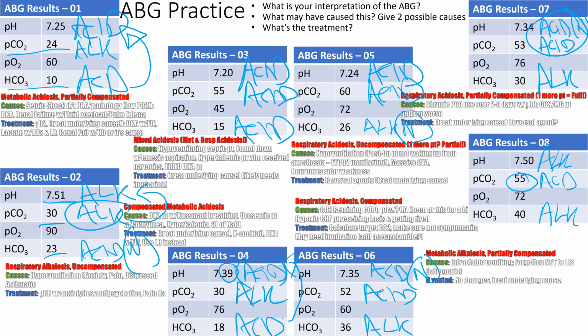So we got someone vomiting, or we got someone that has an NG tube and it's suctioning all of the GI contents out, right? What GI contents? The contents in the stomach, which have hydrochloric acid.